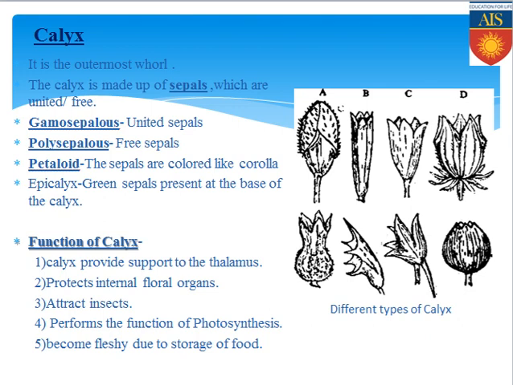It can attract insects if it is colorful. It can perform the function of photosynthesis also, because it is green in color, which means it contains chloroplast with chlorophyll, and it can become fleshy due to the storage of food. So these are the common functions shown by the outermost floral whorl, that is the calyx. I think each and every piece of information regarding the calyx written in this slide is very clear to all of you.